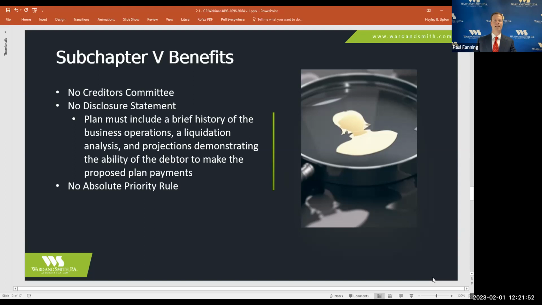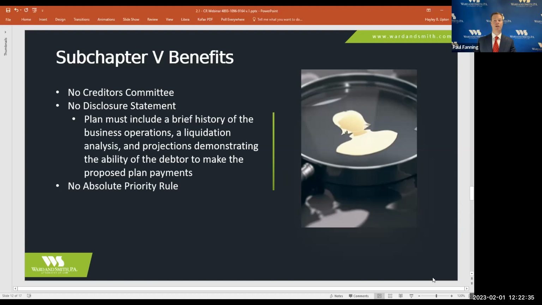Another difference in this new Subchapter 5 is there's no creditors committee. A lot of the cases that we see in North Carolina, there is no creditors committee because in North Carolina, at least, they send out a survey, and if they don't get enough interest in serving on a creditors committee, there just isn't one. So sometimes you don't see it, but in the big cases, there is a creditors committee. And in Subchapter 5, there is no creditors committee unless the court appoints one for cause.